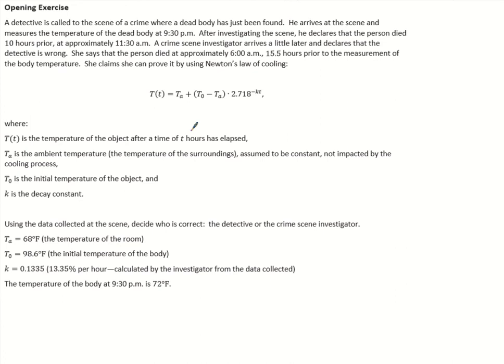Newton's law of cooling is just an equation that helps you tell how long something has been cooling down from when it started. So we have T of t, our function of t, is equal to T sub A, that's what we call it down there, plus, parentheses, T sub 0 minus T sub A, times 2.718 to the negative kt power.